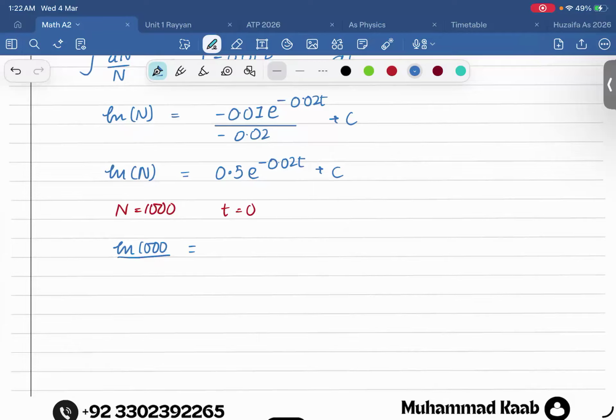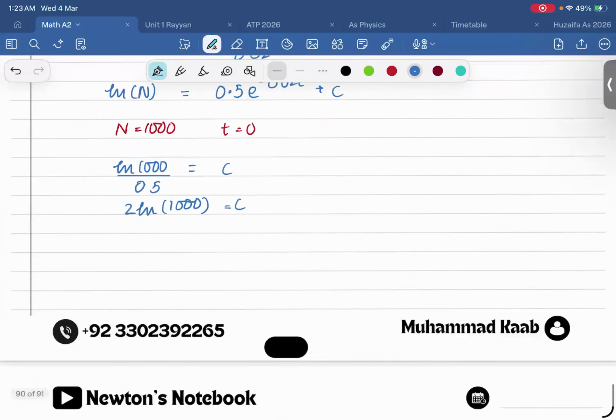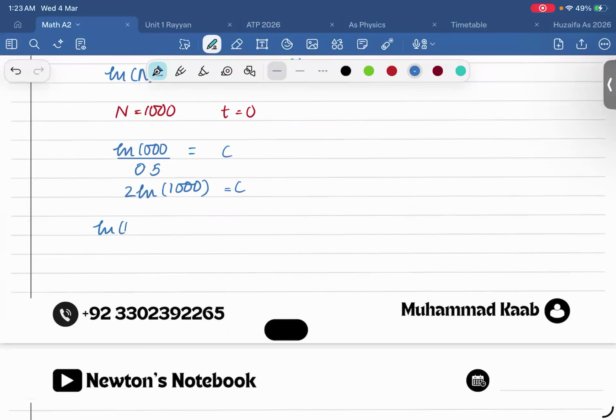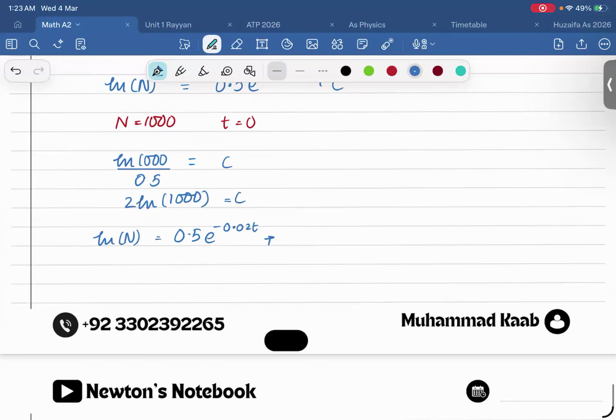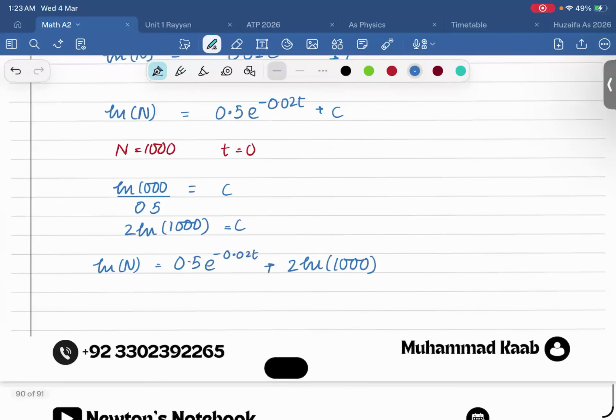So divided by 0.5 is equal to c. So c would be 2 ln 1000, right? This is my c, and if I put that back into the equation, I'll get ln n is equal to 0.5 e to the power minus 0.02 t plus 2 ln 1000, right? So this is my equation.